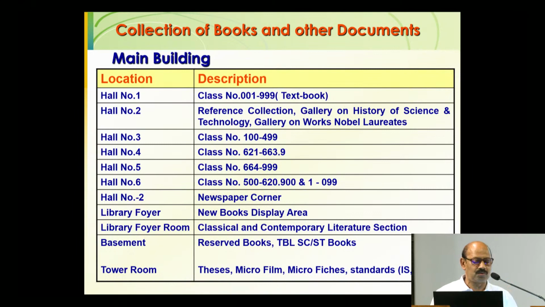So this is the location of the books. Where will you get the books? These are the locations. Which number books are available in hall number 1, which in hall number 2, and which in hall number 3. So this is very important and very useful for all the students.